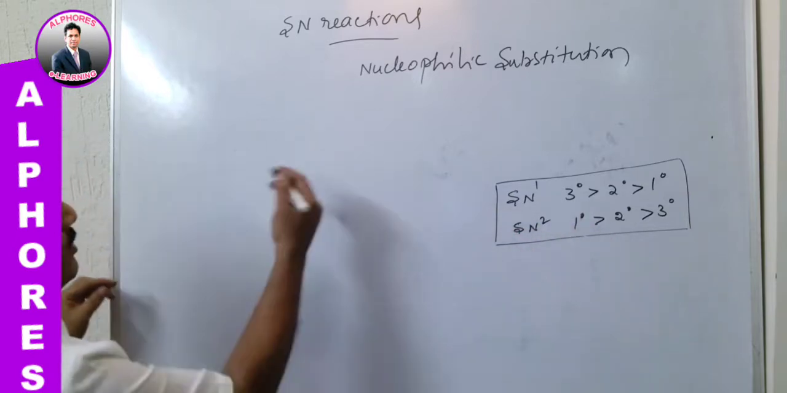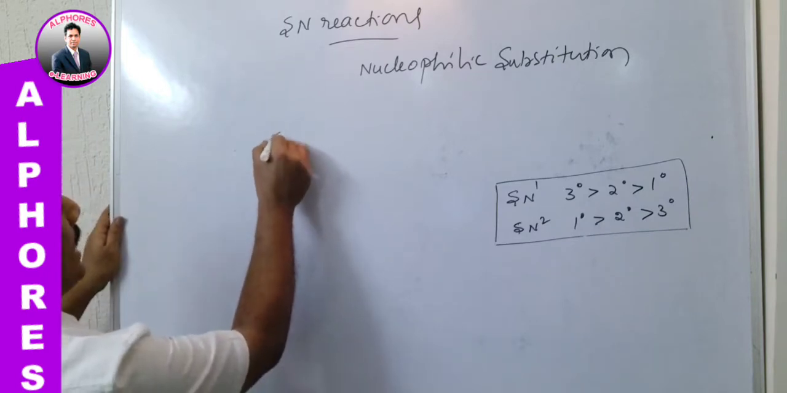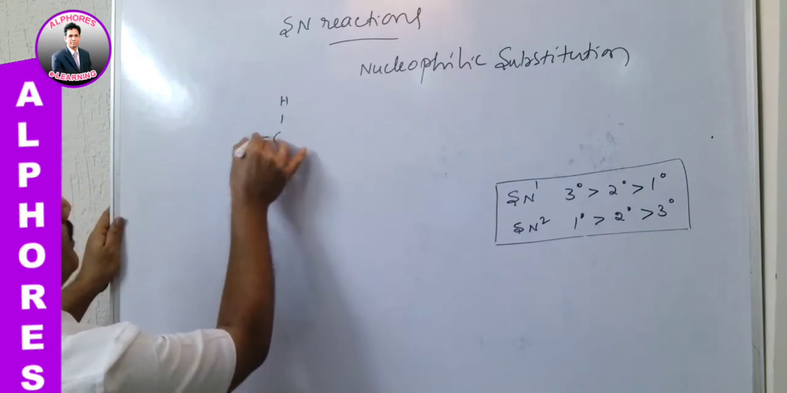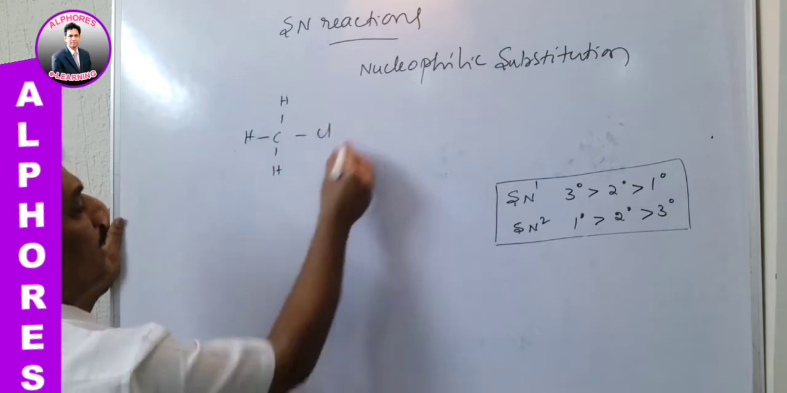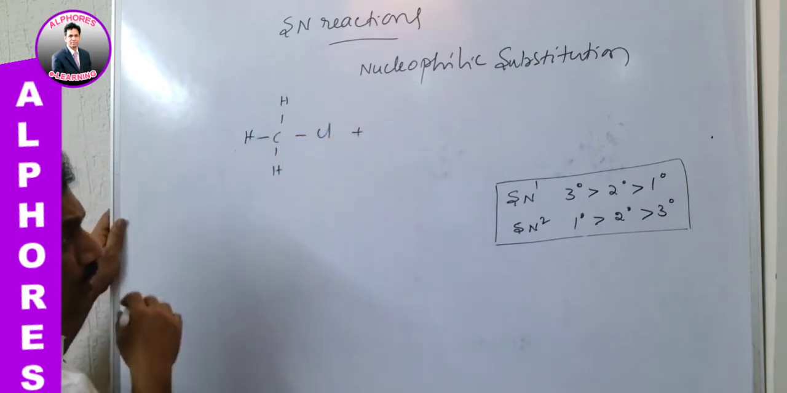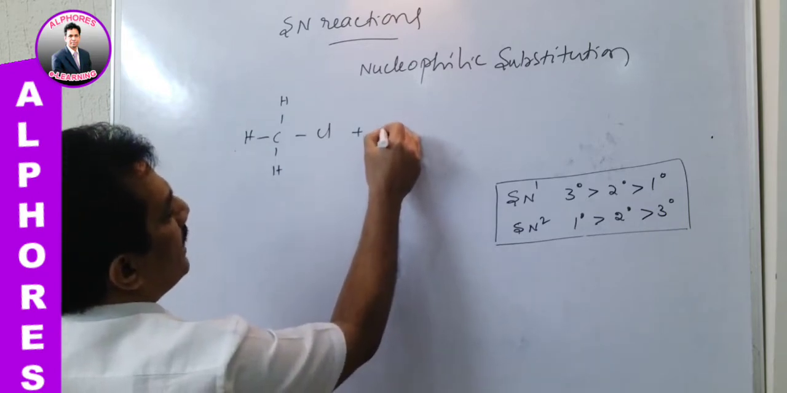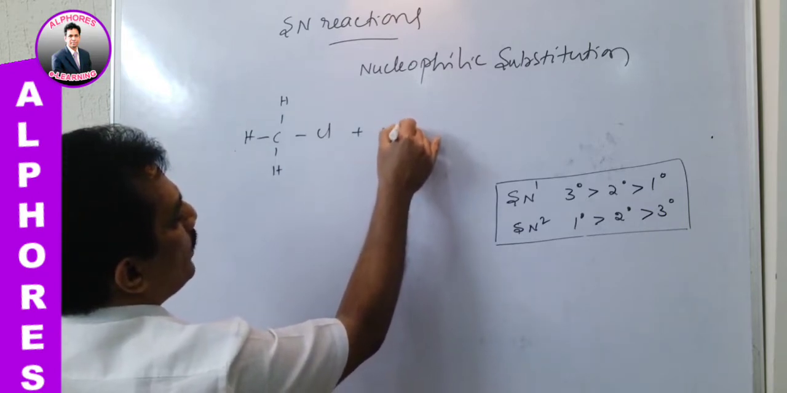Let us take the primary alkyl halide as the methyl group. Now this methyl chloride, when treated with, it is nucleophilic substitution. That's why let me take the nucleophile Nu minus.